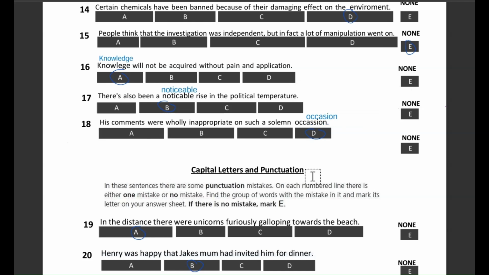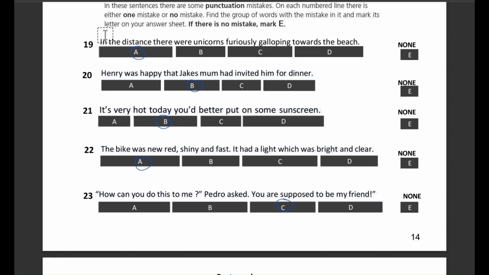Now let's move on to our next section about capital letters and punctuation. Question 19. In the distance, there were unicorns furiously galloping towards the beach. The correct answer is A, indicating that there's a mistake. There should be a comma after distance to properly separate the first part of the sentence, which is called an introductory phrase. We need a comma there so that the sentence flows better.